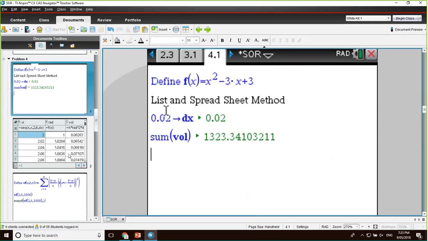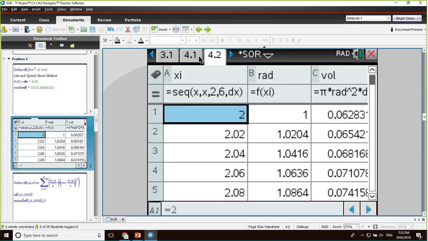Now I'm going from 2 to 6. So I've actually generated a sequence in terms of x. So the variable is x. I'm going from 2 to 6, and dx is something that I defined previously in my other screen, and I had set the value at 0.2. So you'll see the sequence it generates is 2, then 2.02, 2.04, and so on, and it will go up to 6. And then in the next column, we are finding the function value, which is giving us the radius. That's why I've called it RAD over there. So that's giving me the radius.